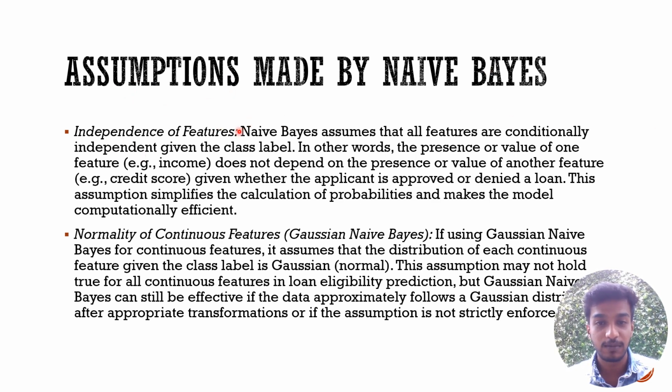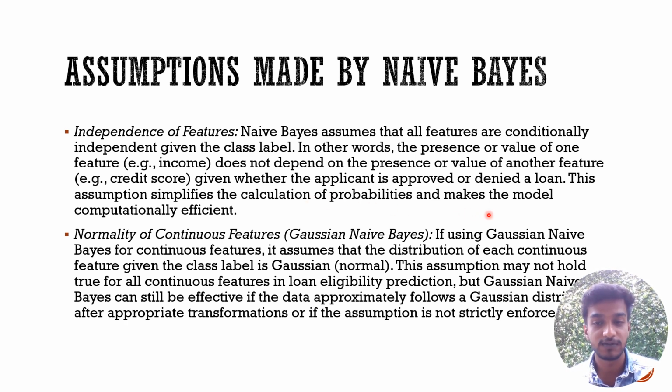Independence of features. Naive Bayes assumes that all features are conditionally independent given the class label. In other words, the presence or value of one feature does not depend upon the presence or value of another feature, given whether the applicant is approved or declined for the loan. This assumption simplifies the calculation of probabilities and makes the model computation efficient.